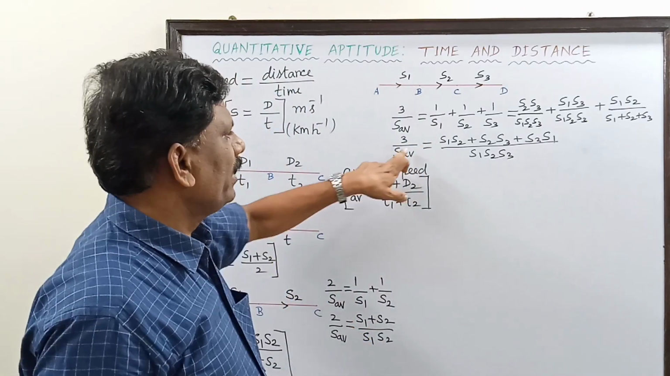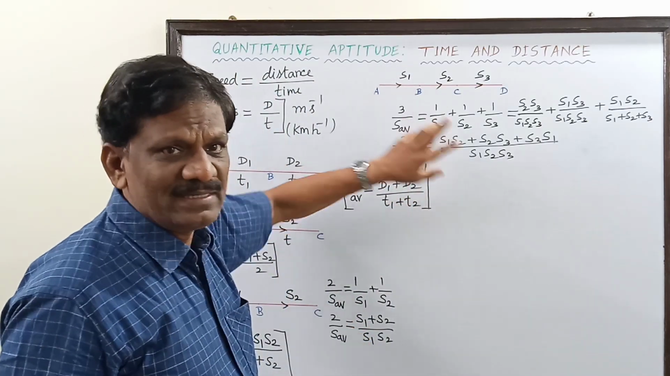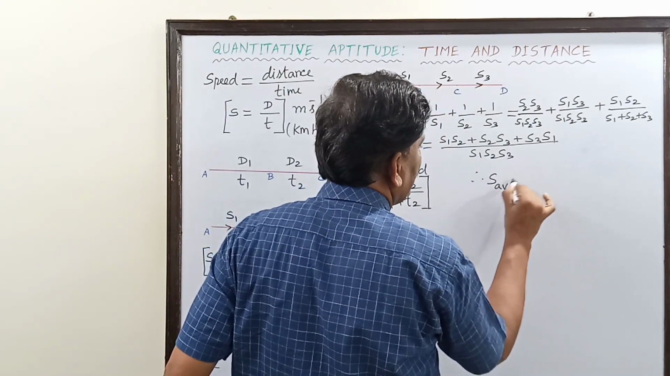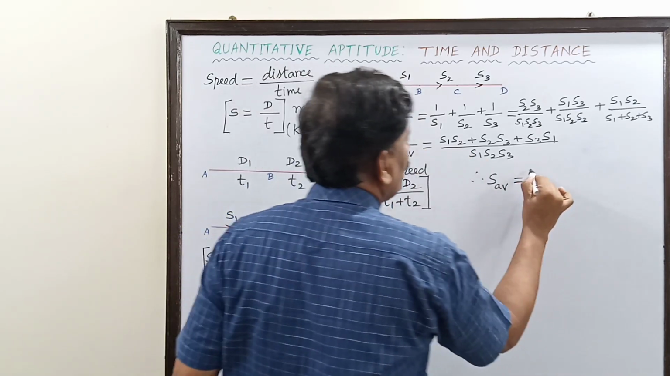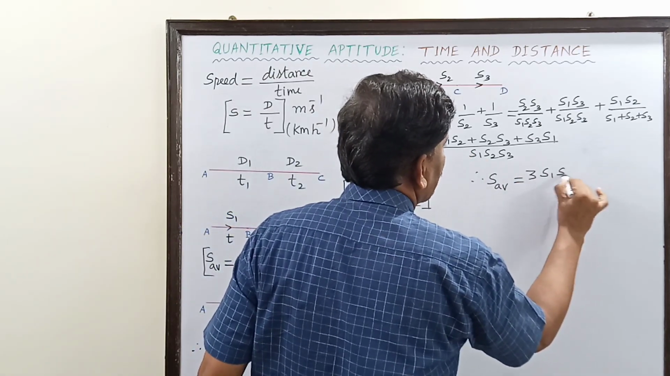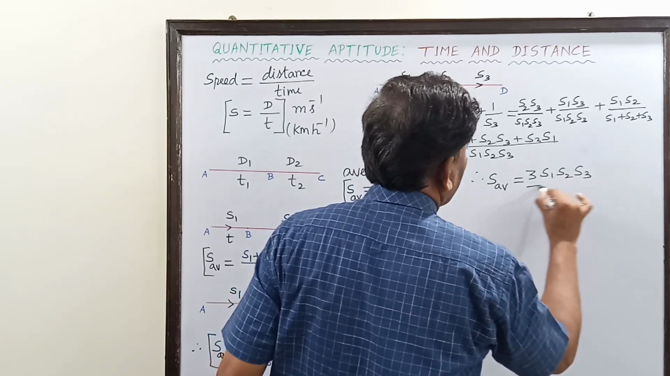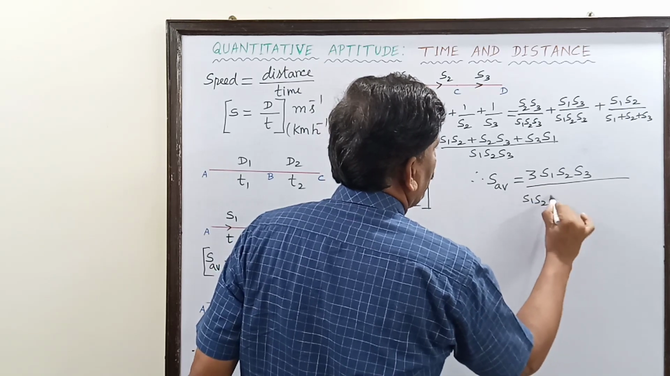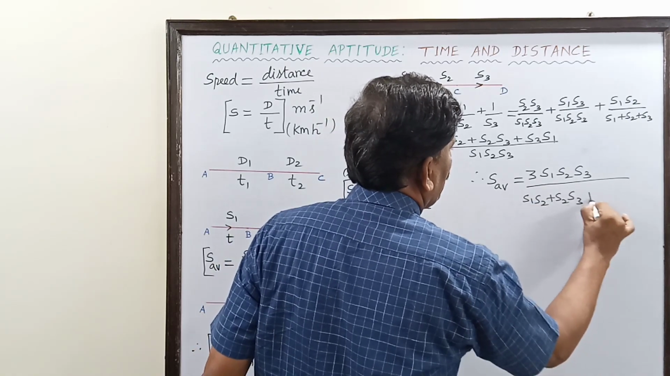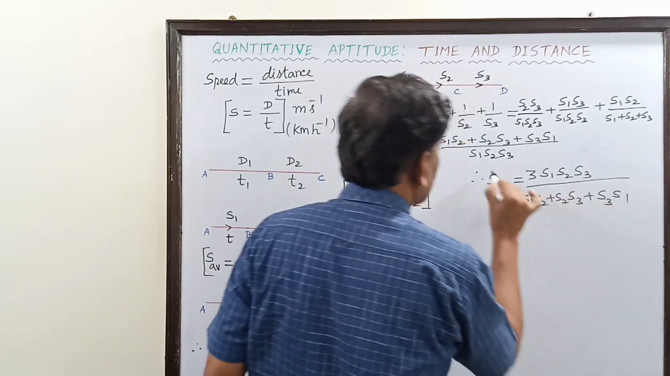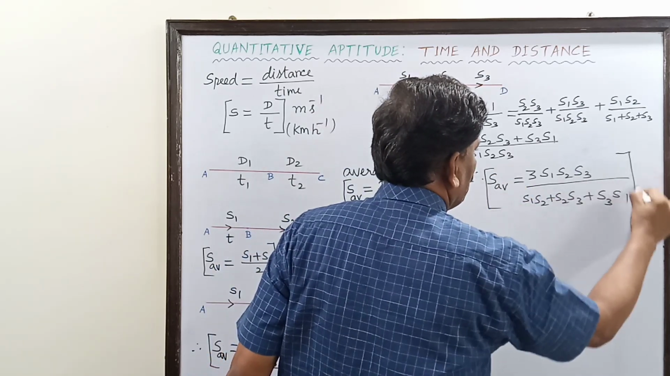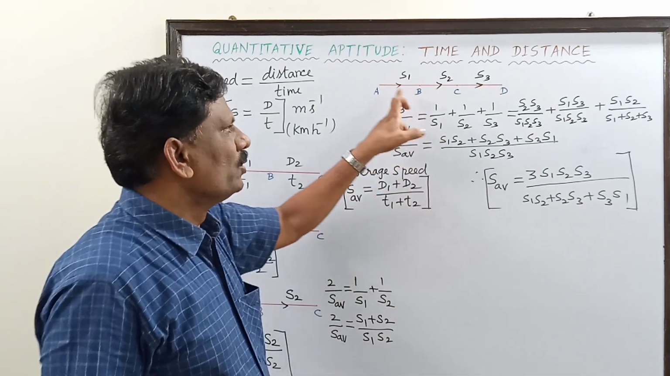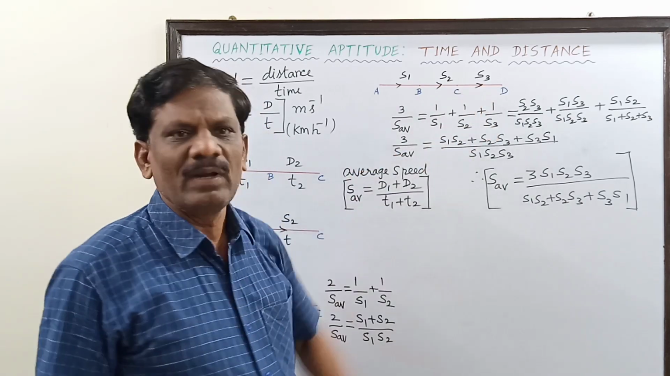Now I want an expression for S average by taking the reciprocal, is it not? Therefore, in this case S average must be equal to 3 into the product of S1, S2 and S3 divided by S1 S2 plus S2 S3 plus S3 S1. So this is the expression for the average speed when you divide the total distance into 3 equal intervals.